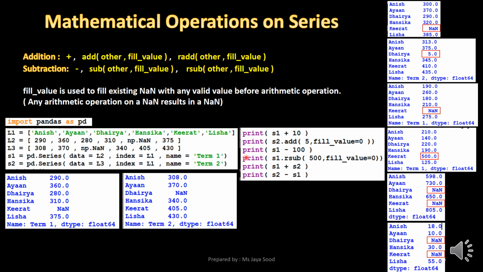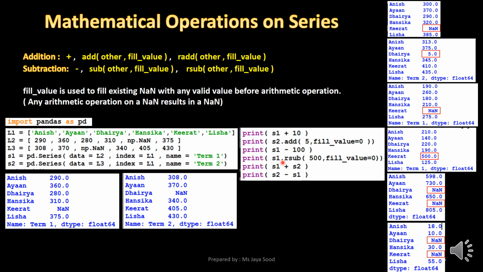The next statement print S1 minus 100 will subtract 100 from each element of the series S1. So for Anish, 290 minus 100 will give us 190 and so on. For Kirat, which is a NaN, minus 100 will be a NaN.